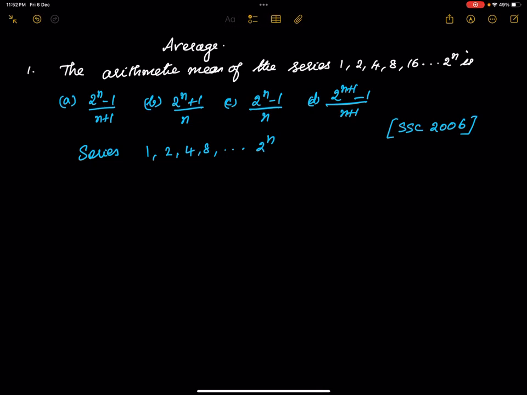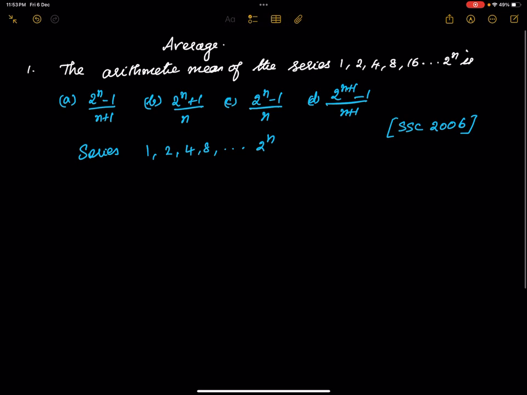This is taken from the book Quantitative Aptitude by Dr. R.S. Agarwal. Find the arithmetic mean of the series. One series is given: 1, 2, 4, 8 up to 2 power n. That is the question. Four options are also given in this problem. This question was asked in the SSC examination in the year 2006.